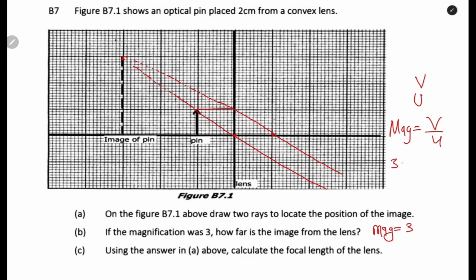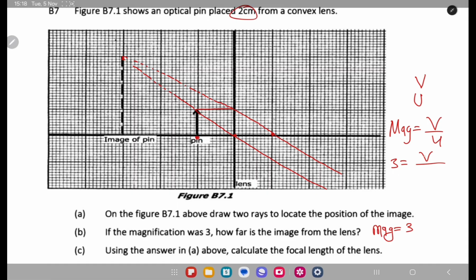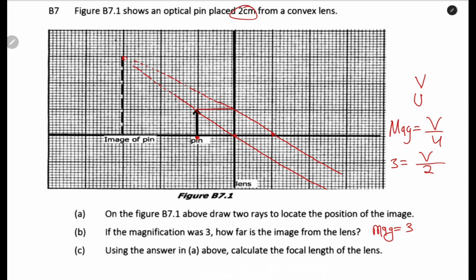We have magnification to be 3. Then the distance from the image, we do not have, but from the object is right here. We've been given that is 2 centimeter. So we put a 2. Okay, so v is equal to 3 multiplied by 2, which is just 6 centimeter. So that is the distance.